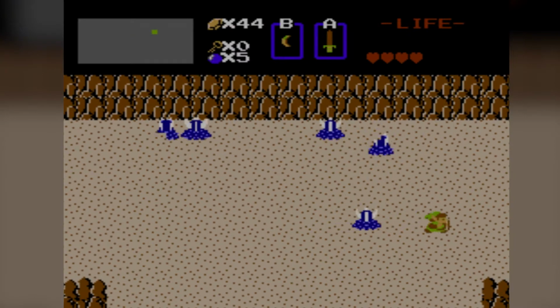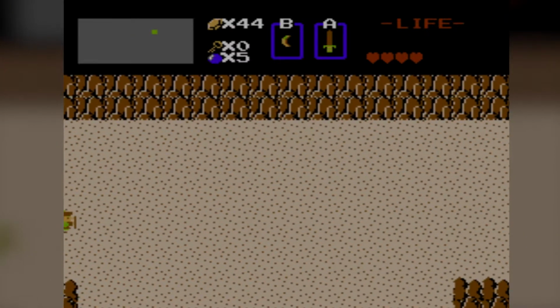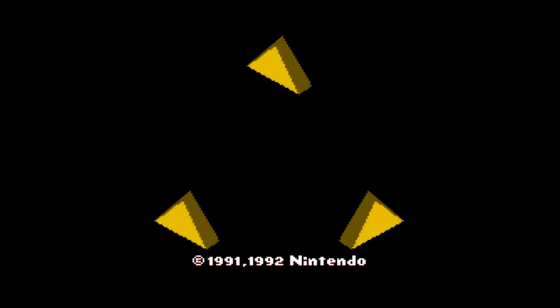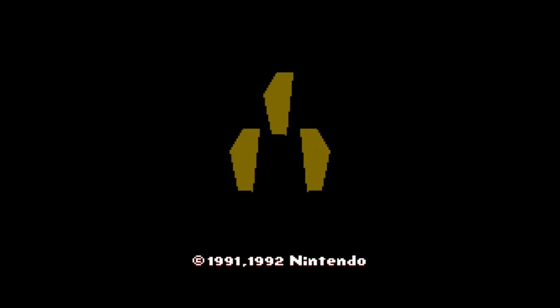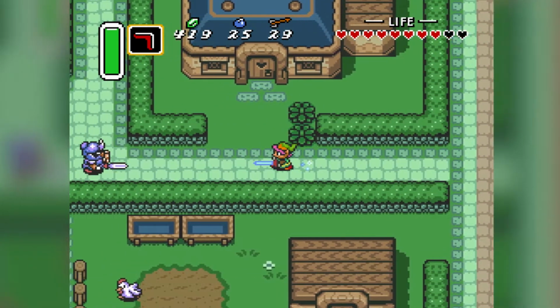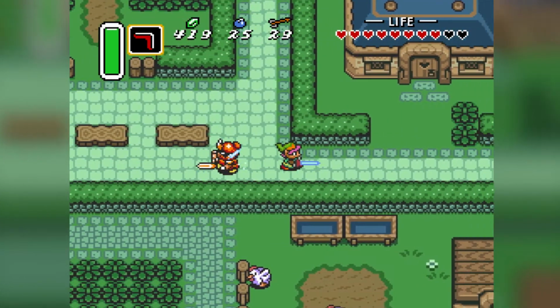Series creator Shigeru Miyamoto wanted to transfer his experiences exploring the world around him as a child into a video game. Thus, the Legend of Zelda series was born, and through the 8 and 16-bit eras, it continued to grow and refine its gameplay. The third game in the series, The Legend of Zelda: A Link to the Past, was a great example of a finely polished formula.